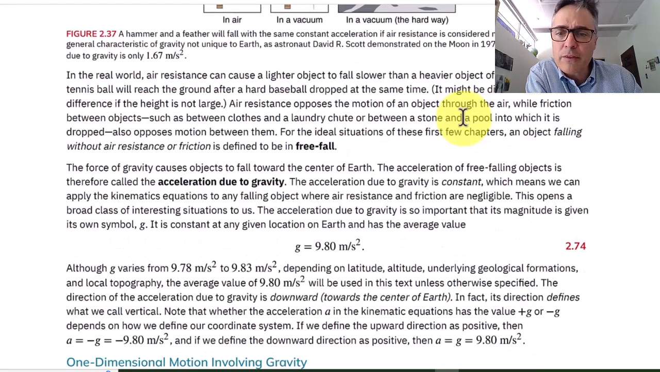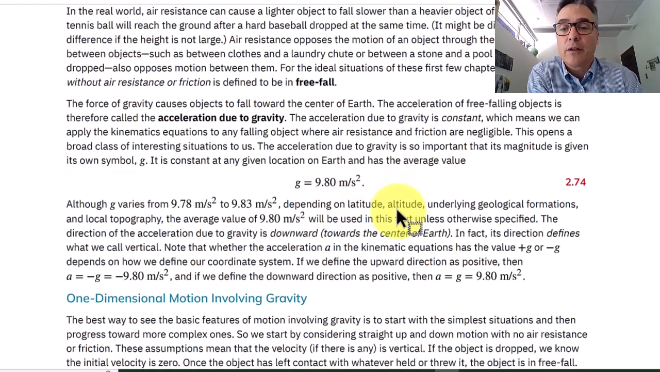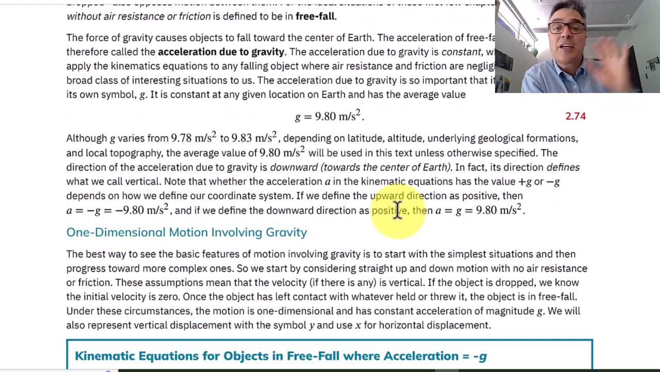So here on Earth, the acceleration due to gravity for objects that are not affected much by air resistance is 9.80 meters per second squared. So if it was a vacuum, everything would fall at this rate. But if there is air, then really heavy or very condensed objects will fall approximately at this rate, maybe a little less.